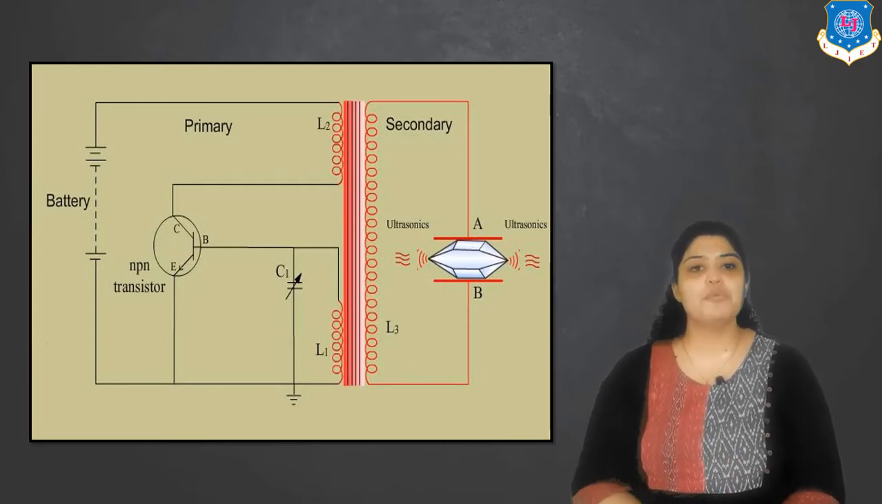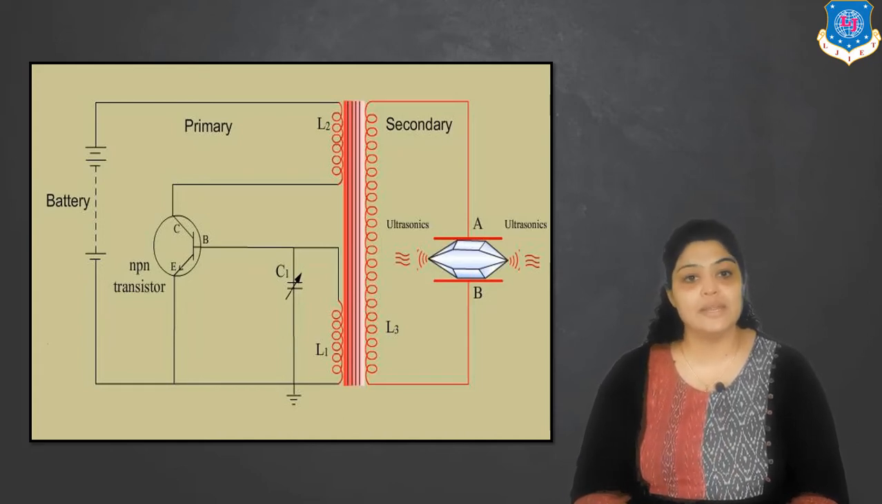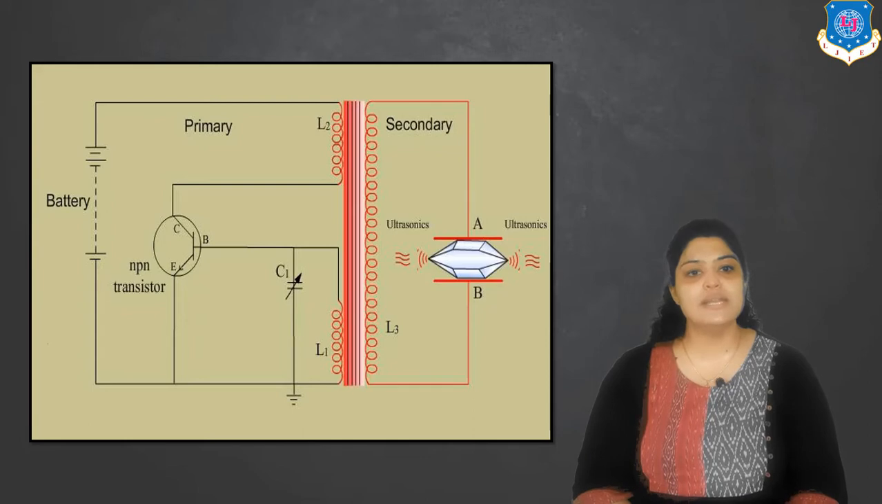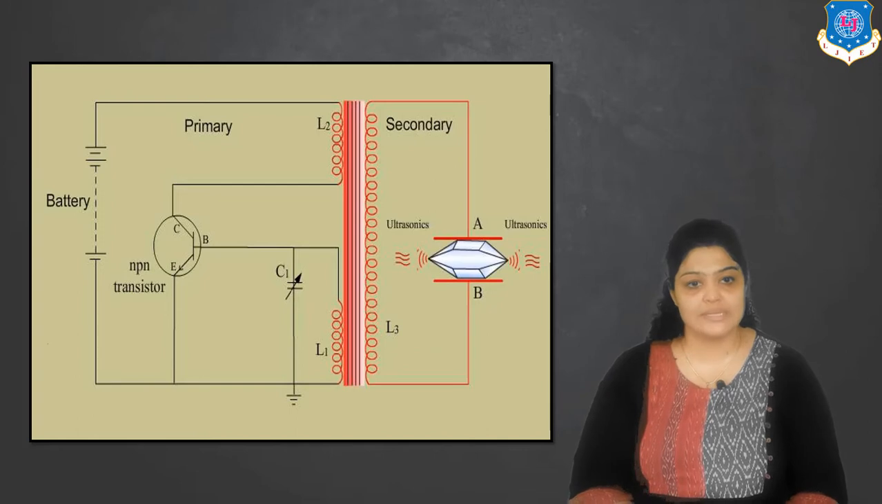Now, moving on to the primary part, you can see that there is a coil L2 which is connected between the collector and emitter, and there is an LC oscillator. The L1 coil in parallel with the C1 capacitor is connected between the base and emitter of the transistor. So this is the entire construction-wise circuitry of the piezoelectric oscillator.